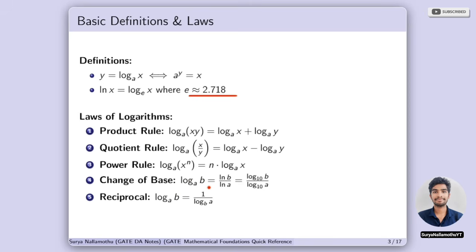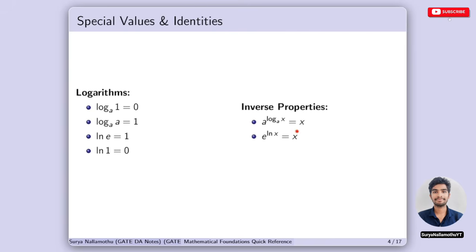Change of base, it means log b base a becomes ln b by ln a, or log b by log a with base 10. The reciprocal formula becomes log of b base a equals 1 by log of a base b, that means the base will be converted into the term, and the term will be converted into the base. This is the formula for the logarithms.